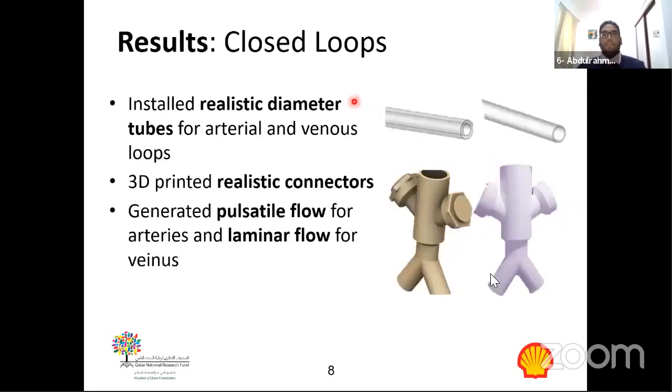For the closed loops, we considered very realistic diameters for the tubes, for the arteries and the veins. We also 3D printed realistic connectors in order to make them as human-like as possible. And thirdly, we generated pulsatile flow for arteries and laminar flow for veins in order to emulate exactly how the pumping of blood happens in the body.